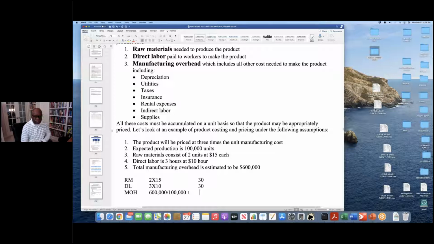So it's easy to get the raw materials and the labor, but when it comes to the overhead, if we're making one item, we can do it this way. But suppose we're making 2 or 3 items and the overhead is 600,000. So it becomes a little bit harder to do. So at this stage, let me underline that.